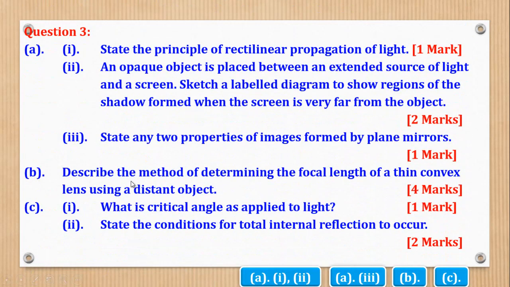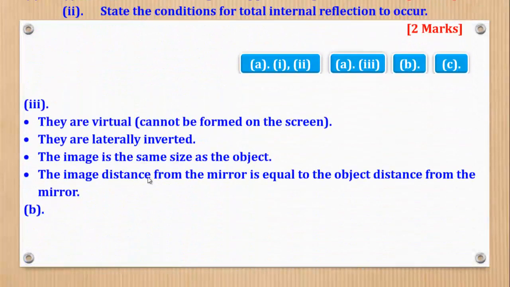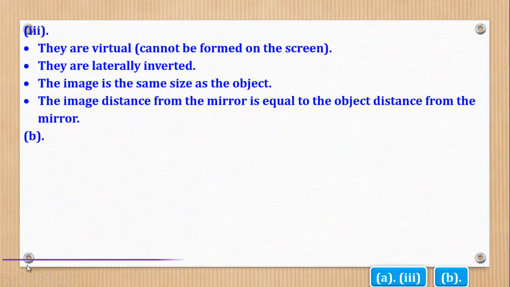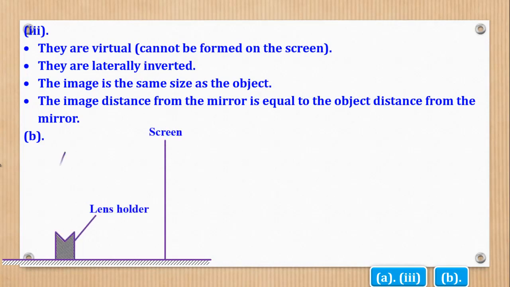Part B says, describe the method of determining the focal length of a thin convex lens using a distant object. So we shall need a diagram here. So we shall have a screen, then the lens, lens holder, and the meter rule to measure the distance.